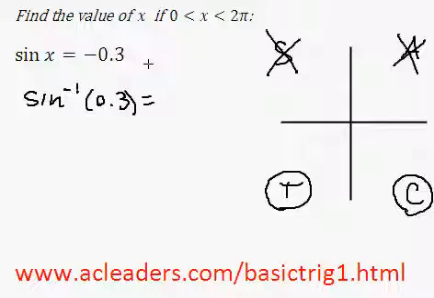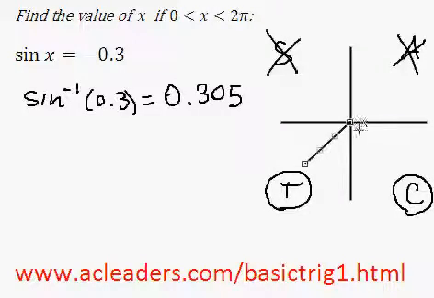So I'm using my calculator here, and I got 0.3046, so I'm going to round it to 0.305. And we have an answer here, and an answer here. The reference angles are going to be the same. This one will be equal to that one, which are both 0.305 and 0.305.